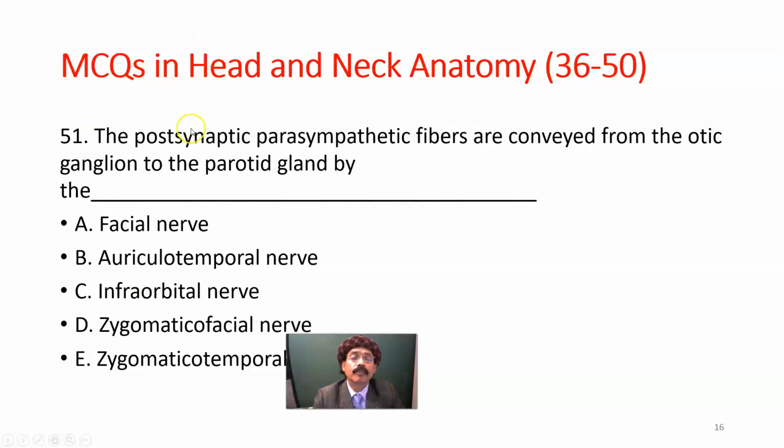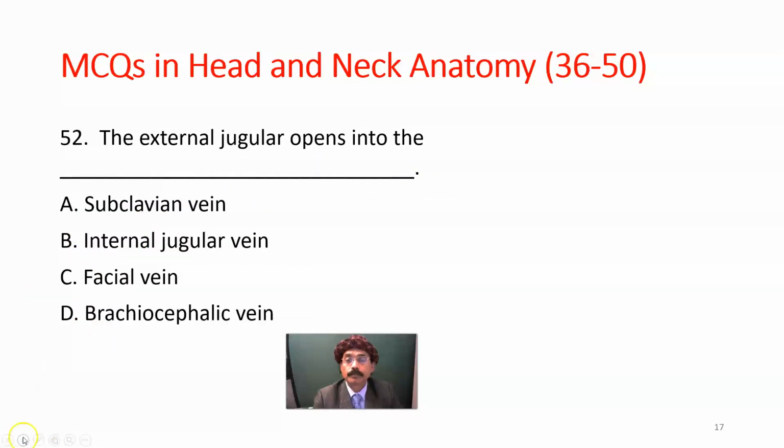The postsynaptic, or you can say postganglionic, parasympathetic fibers are conveyed from the otic ganglion to the parotid gland by what? By the auriculotemporal nerve. The external jugular vein opens into where? Subclavian vein, internal jugular vein, facial vein, brachiocephalic vein. Answer should be subclavian vein.